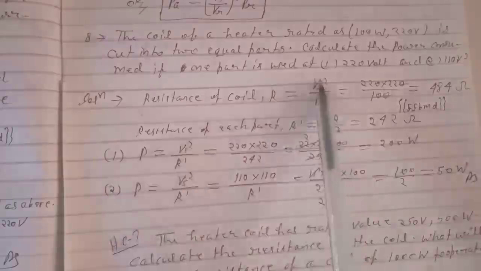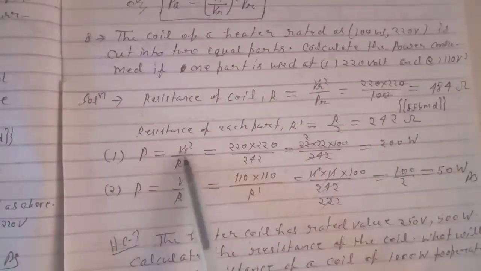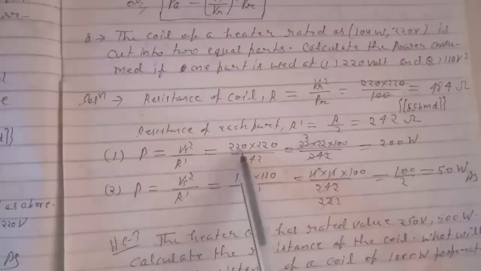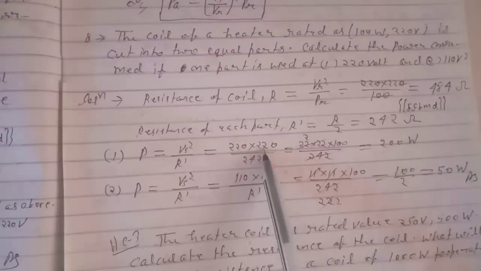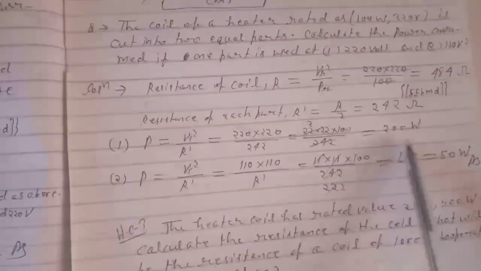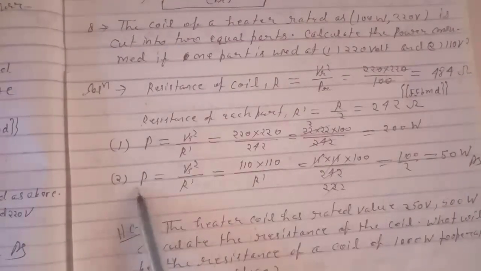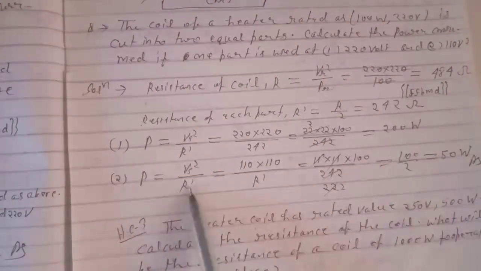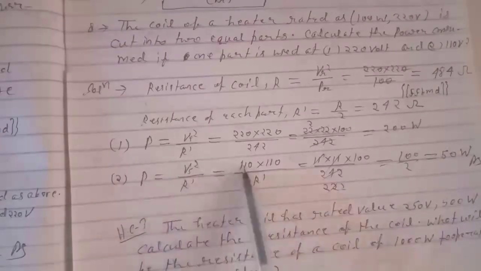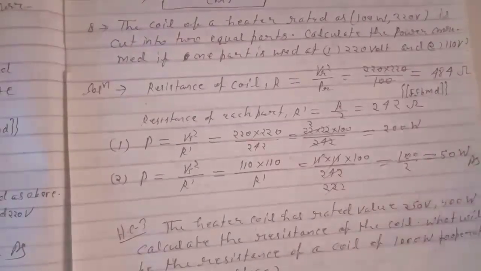Now we have to calculate the power consumed. So P equals V supplied square by R dash, or 220 into 220 by 242, solving we get 200 watt. And in the second case, when 110 volt is supplied, P equals V supplied square by R dash, so 110 into 110 by R dash, solving we get 50 watt. Answer.